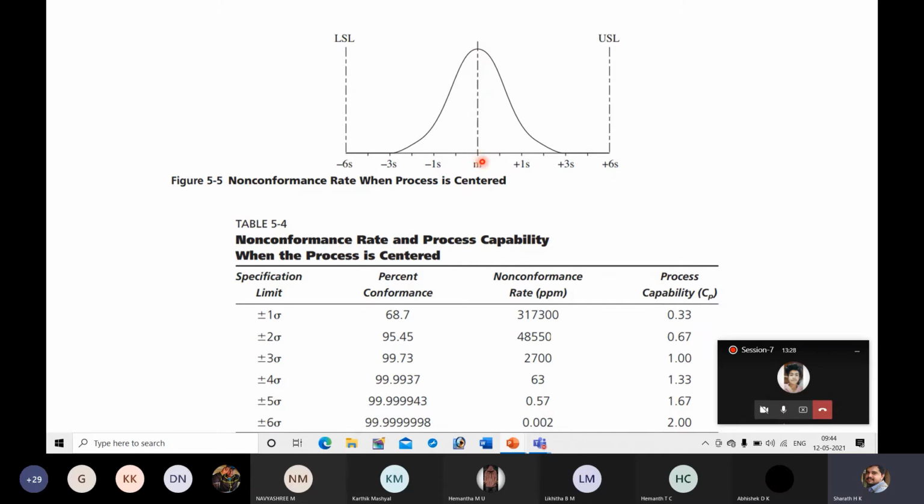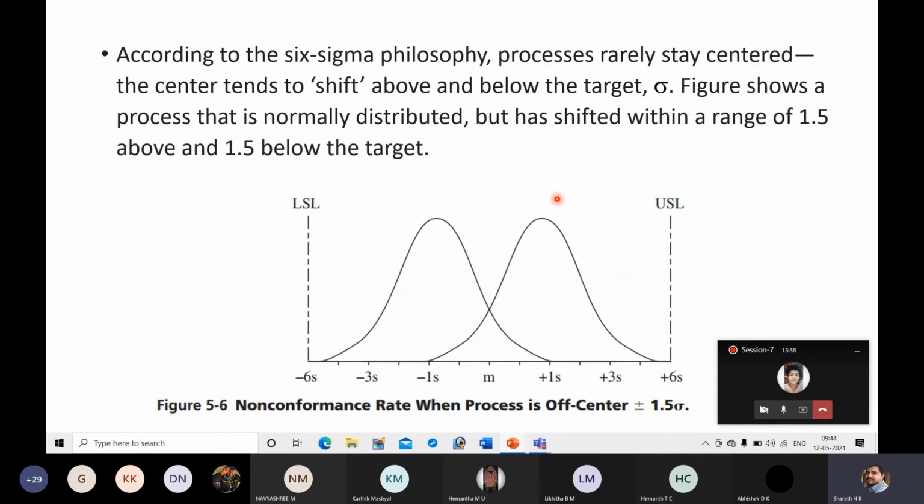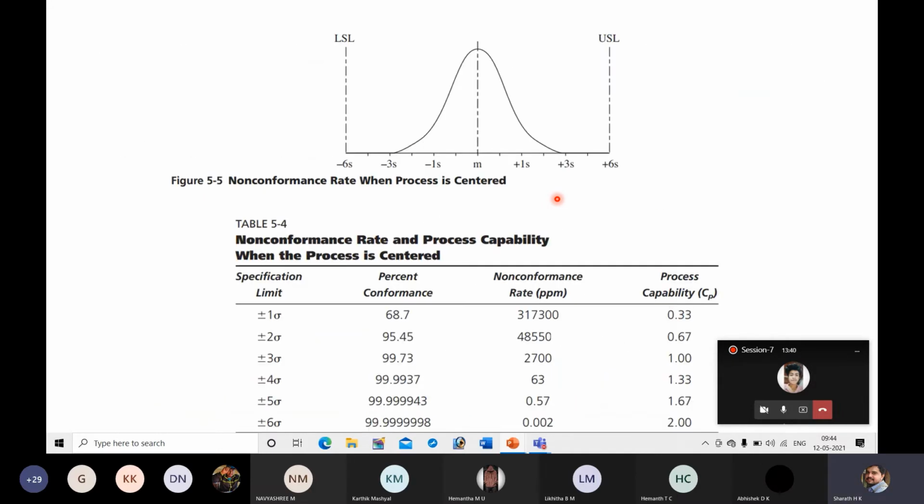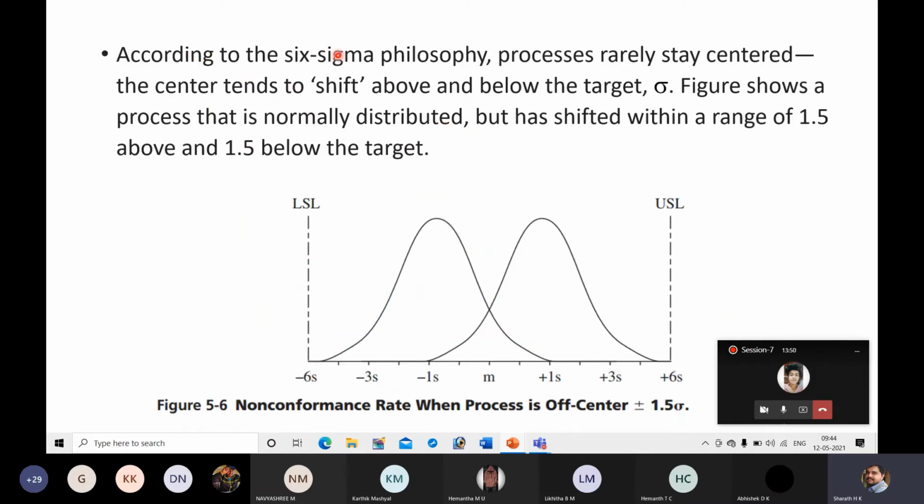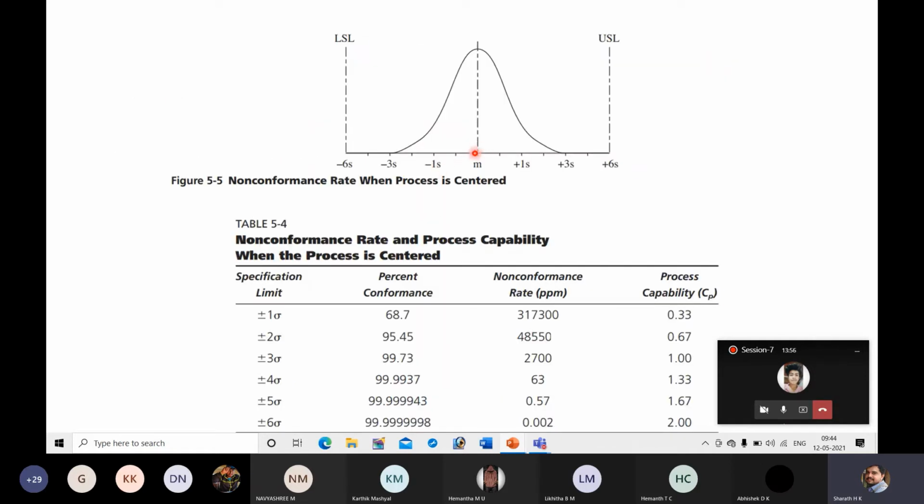When you get the maximum number of components at the target, then you get a centered process like this. But practically, in most situations, you don't get the mean, mode, or median at the center. So there will always be a variation. According to the Six Sigma philosophy, processes rarely stay centered.